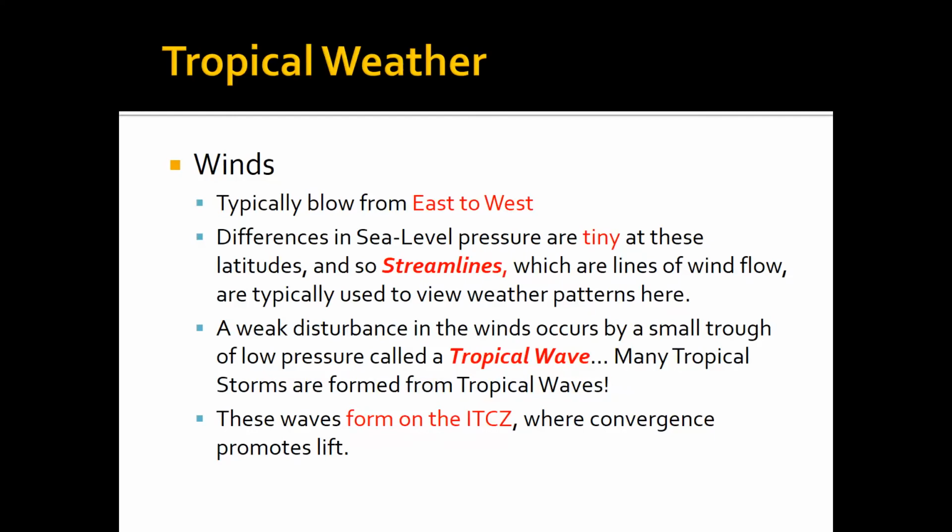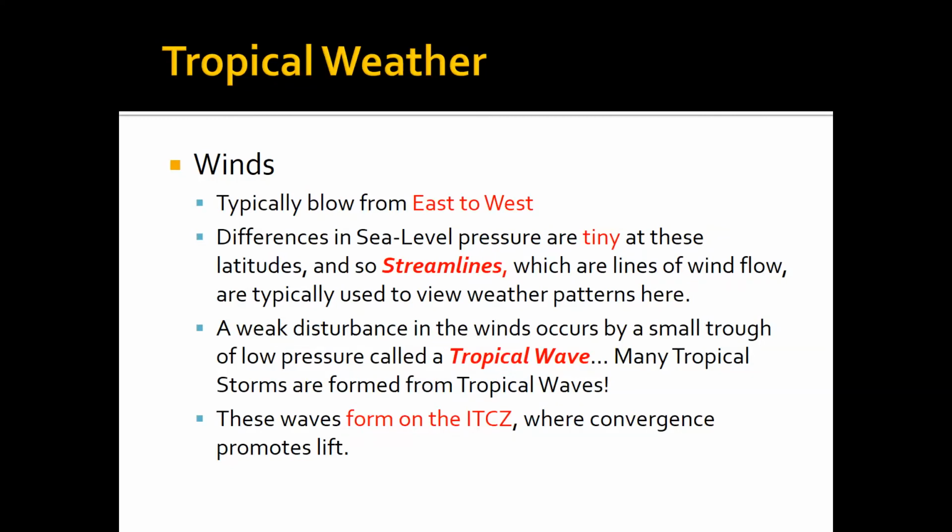So we can't look at temperature and pressure the same way we would in the mid-latitudes. Instead, we have to use something called streamlines. And these streamlines are basically just lines that diagram how the wind is blowing down near the equator. And these streamlines help us identify wind flow patterns. Well, what happens is, in the event that a tropical wave develops, and a tropical wave is basically like the predecessor to a hurricane, I always like to call it a wannabe hurricane. Basically what happens is a very weak, low pressure area called a tropical wave develops.